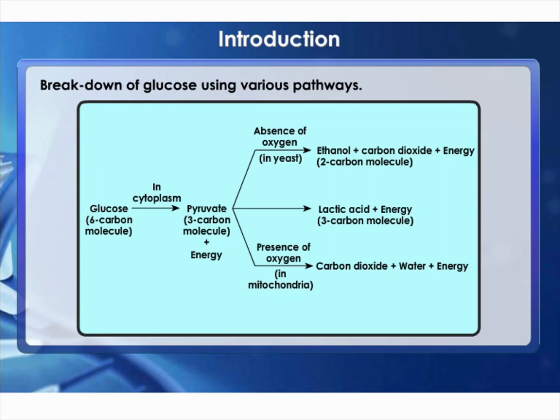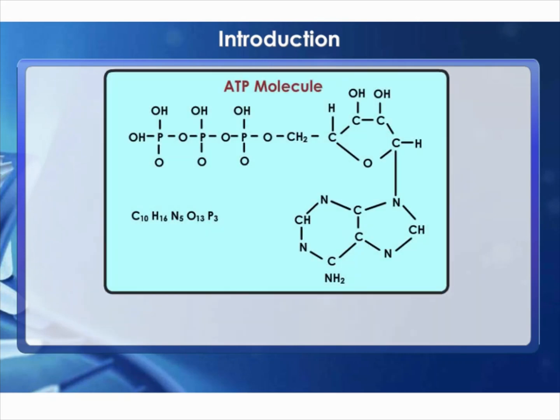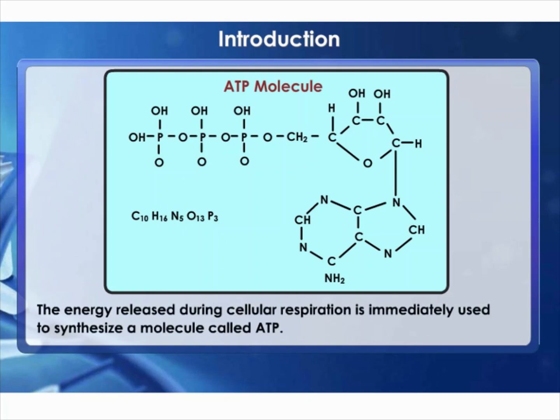Sometimes, when there is a lack of oxygen in our muscle cells, another pathway for the breakup of pyruvate is taken. Here, the pyruvate is converted into lactic acid, which is also a 3-carbon molecule. This buildup of lactic acid in our muscles during sudden activity causes cramps. The energy released during cellular respiration is immediately used to synthesize a molecule called ATP, which is used to fuel all other activities in the cell. In these processes, ATP is broken down, giving rise to a fixed amount of energy, which can drive the endothermic reactions taking place in the cell.